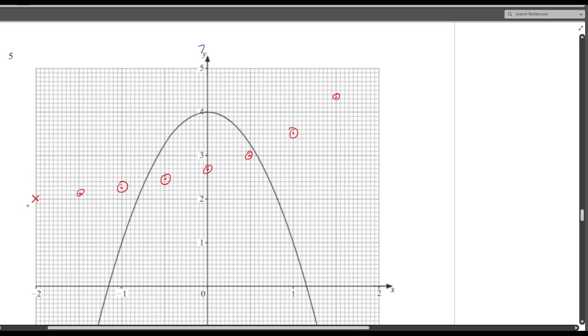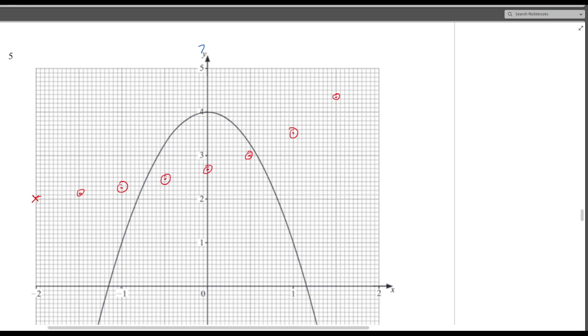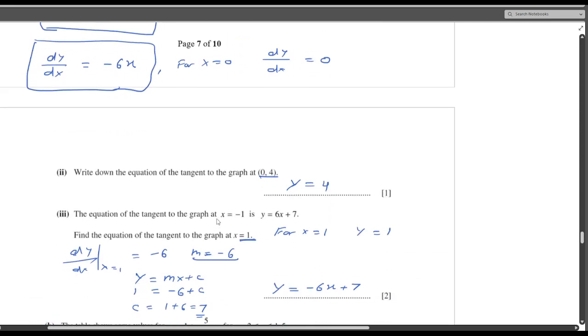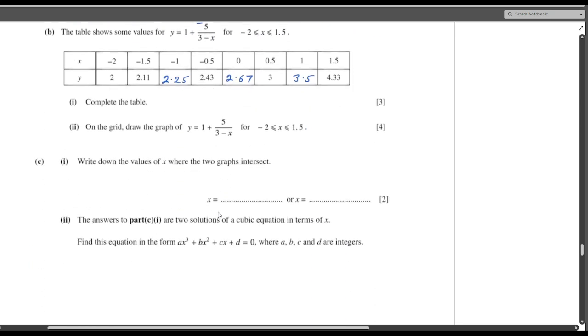Okay, so I will join them with a smooth curve. This time it will be difficult for me to draw a smooth curve through these points. So it will be a curve which is going like this. Okay, wonderful. So we have drawn this on the grid.